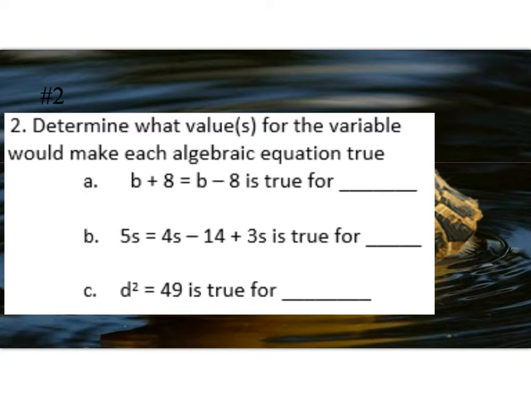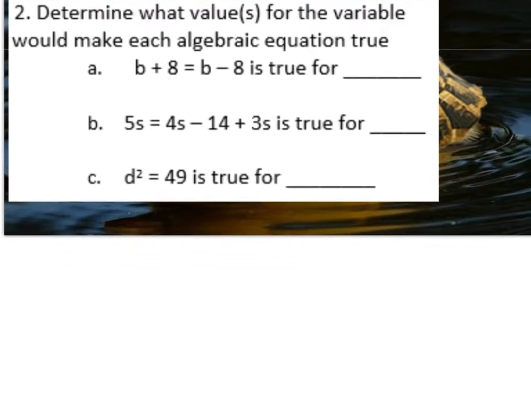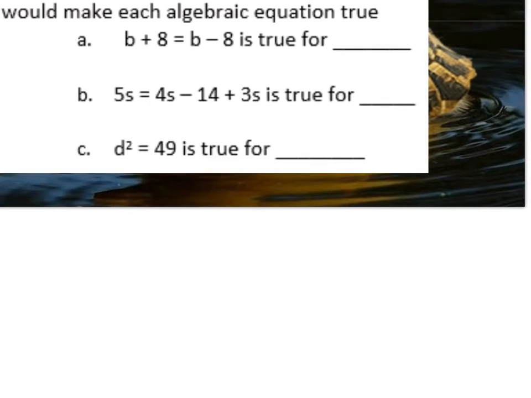Okay, number 2. Determine what value for the variable could make each algebra equation true. For these, we're going to do some solving. All right, so just going to move this up a little bit. The first one, we'll do it, whoa, I picked the wrong button there. Sorry, guys. So b plus 8 equals b minus 8.